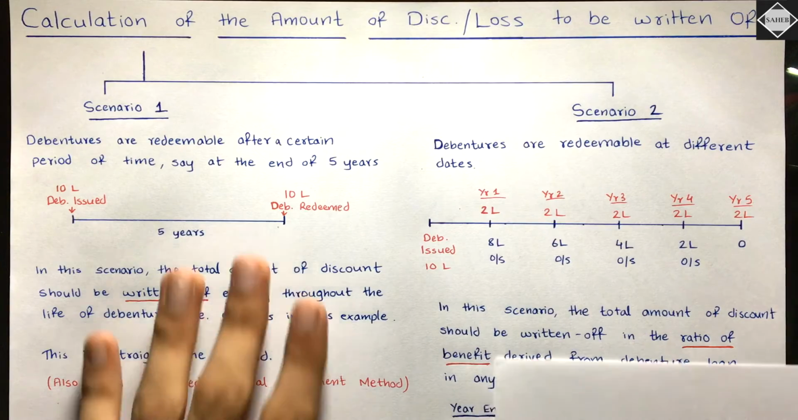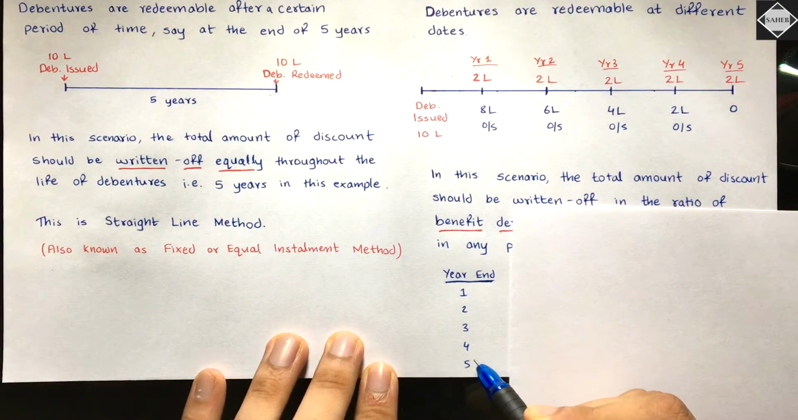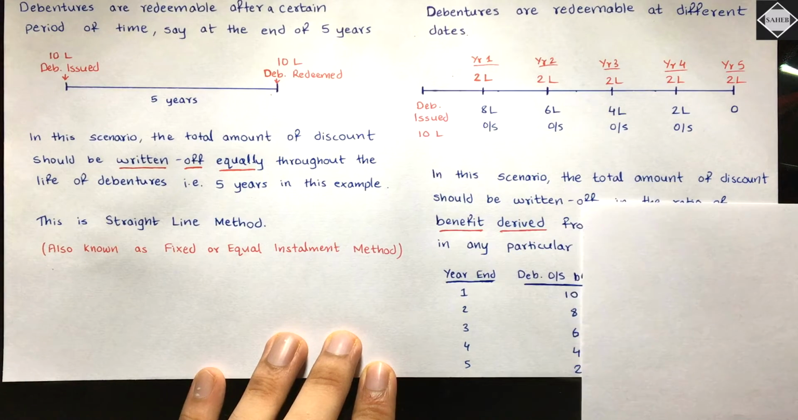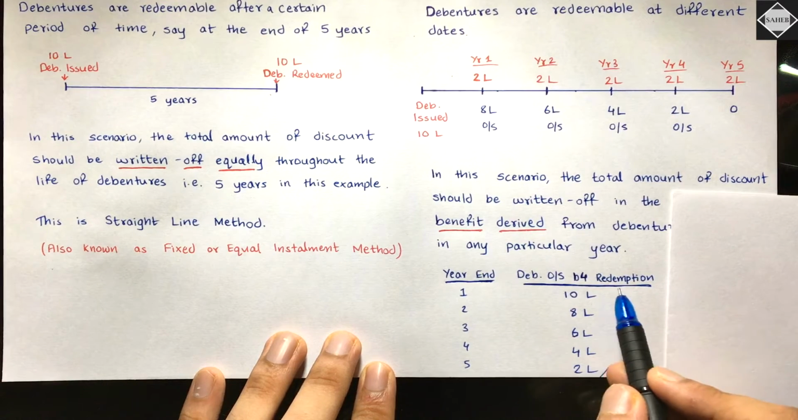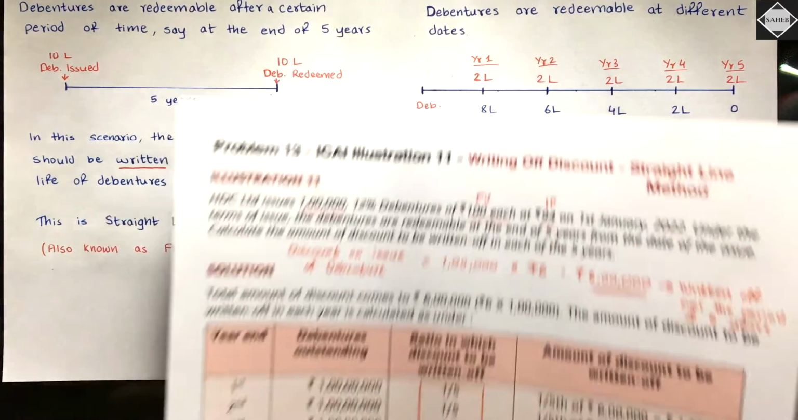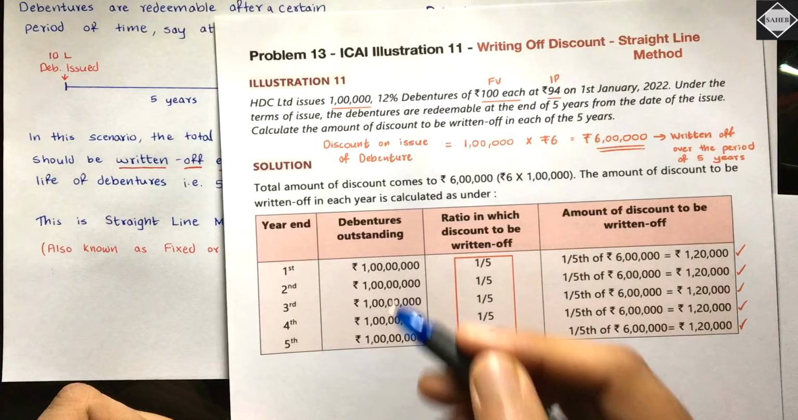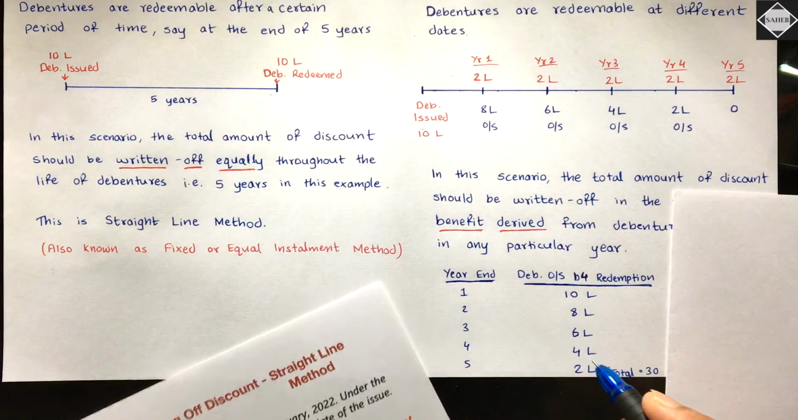See here, it's really simple. Year end, first year end, second year end, third year end, fourth year end, fifth year end. Yeah, that same format, that presentation table only. But now when you take the debenture outstanding before redemption, see, in the first scenario example, every year you had the same face value of debentures in your balance sheet. But here it's not like that.